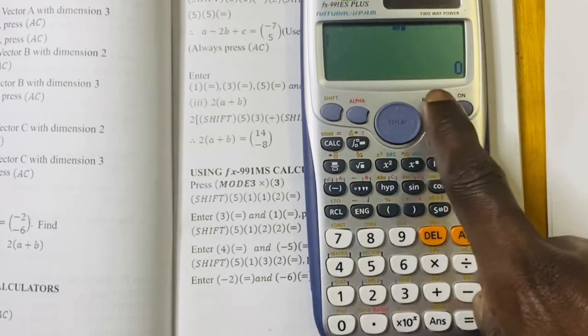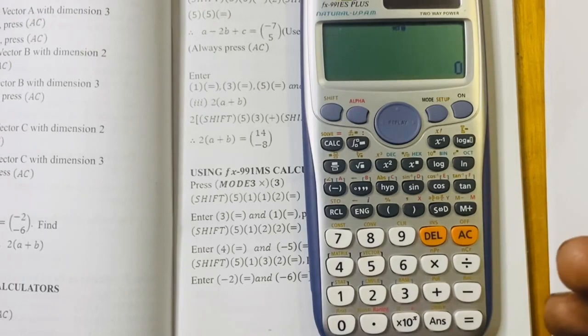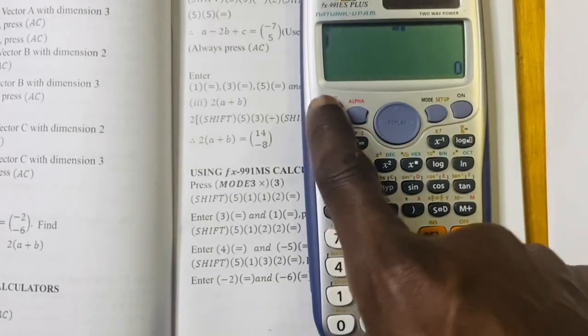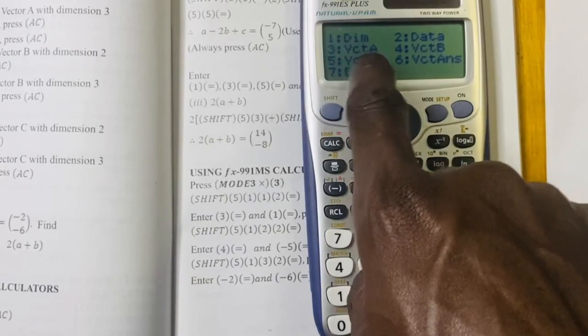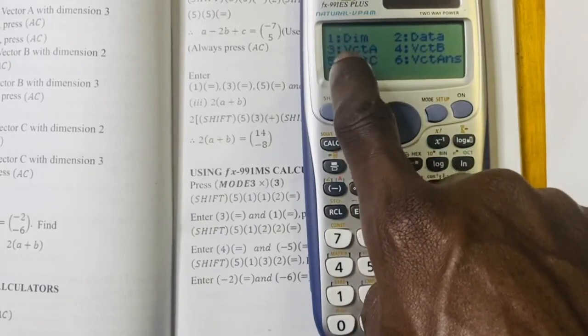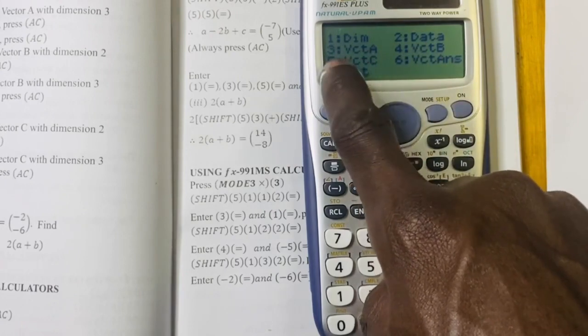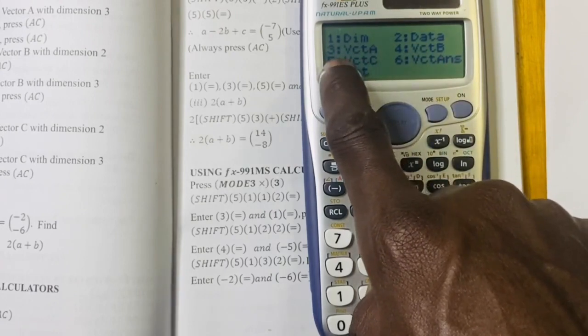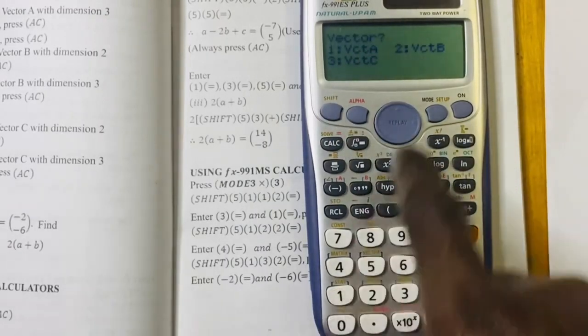So first of all, we'll go to mode and we'll select 8 and we activate the vector function. Now if you want to know vector A, what you have to do is you go shift 5, then you can pick it direct, which is 3. Vector B is 4. Vector C is what? 5.